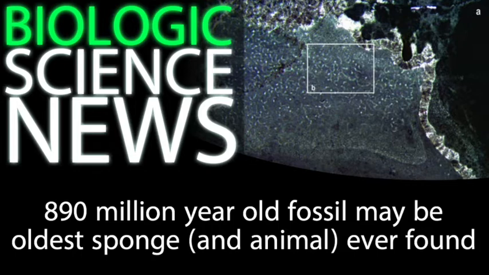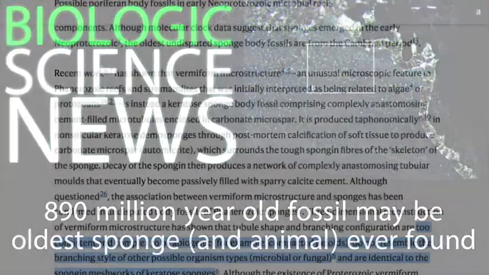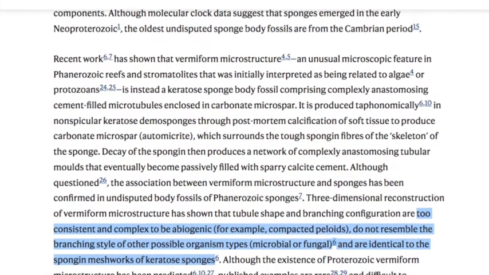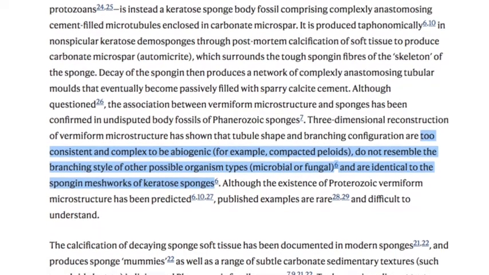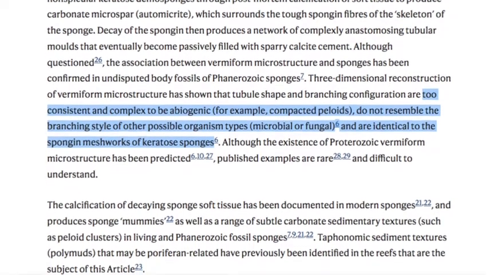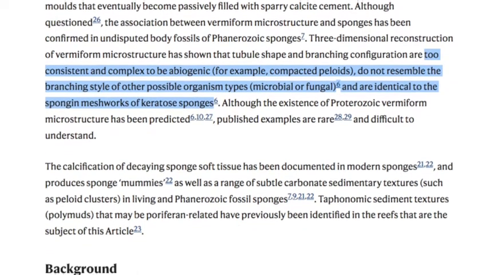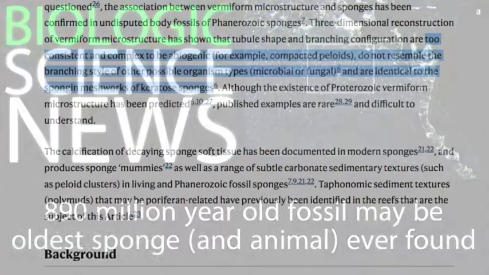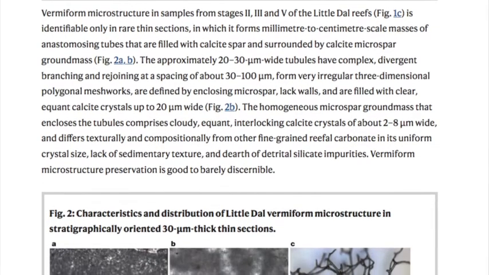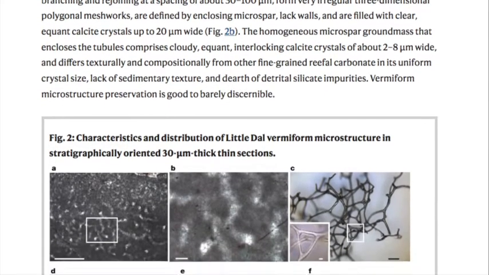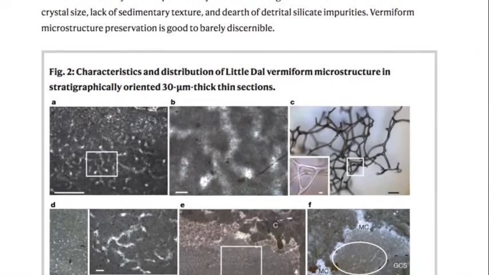In her paper, she discusses how some fossilized sponges have been found to have vermiform microstructures, which are, quote, "too consistent and complex to be abiogenic. For example, compacted peloids do not resemble the branching style of other possible organism types, microbial or fungal, and are identical to the sponge and meshworks of keratose sponges," unquote. In the results section, Dr. Turner provides analytic comments on the morphology of the samples and their distribution in the substrate, noting that the, quote, "vermiform microstructure preservation is good to barely discernible," which you can see in some of the images in Figure 2.